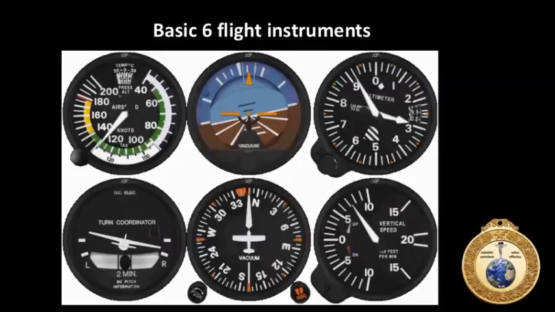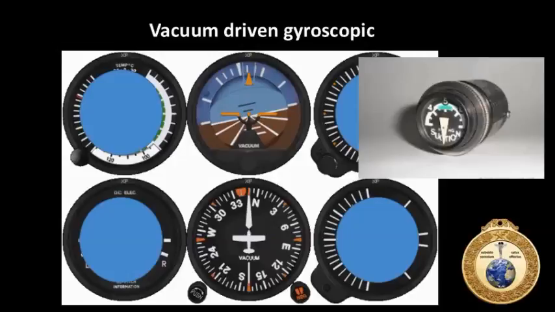Now, our basic flight instruments can be grouped in certain ways according to how they operate. We have vacuum-driven gyroscopic, which is the label I came up with just to define what they do. A vacuum drives these instruments, and there are gyroscopes in there. So the vacuum maintains the gyroscope, and there's a suction gauge that should be in the green to let you know that the vacuum system is operating properly.